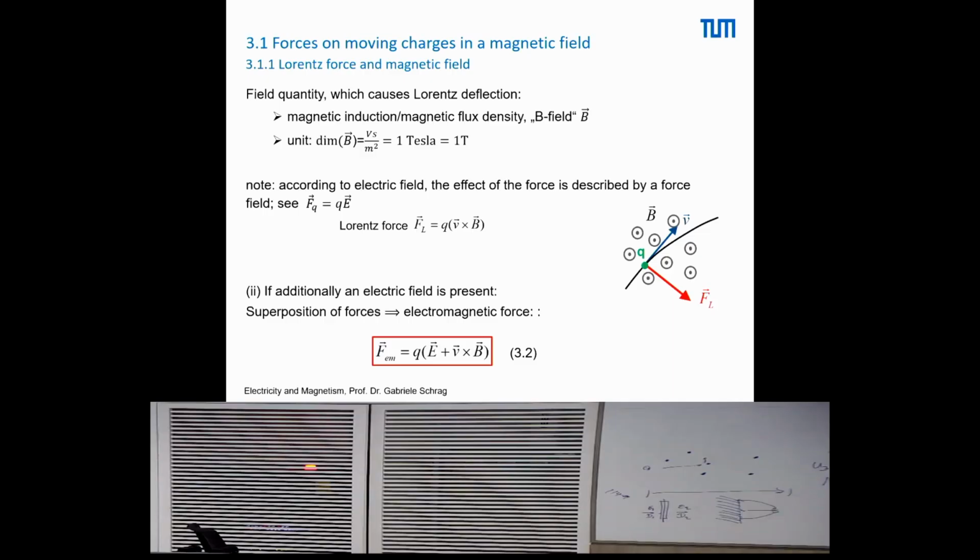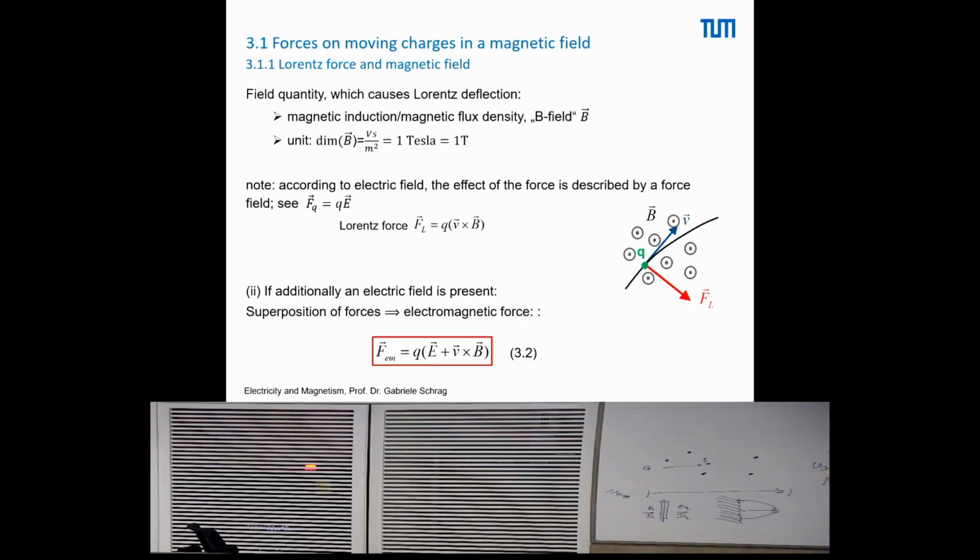And you have the Lorentz force, which is here in the presence of a charge, and it is a moving charge, and it is given in proportion to the magnetic field, but it has to be a motion of the charge which is perpendicular to the magnetic field in order to experience a force.